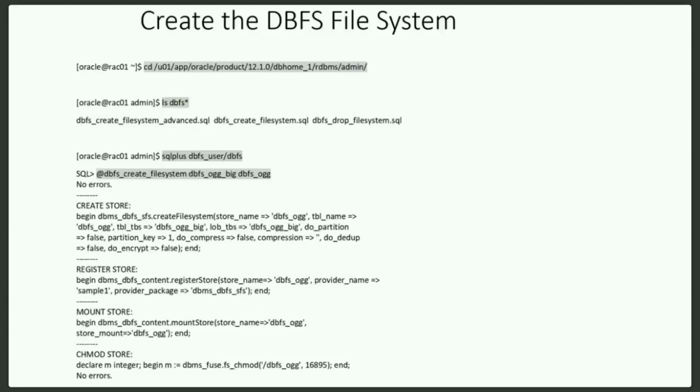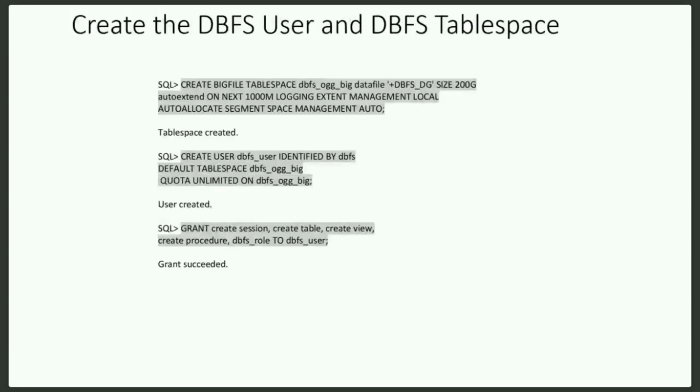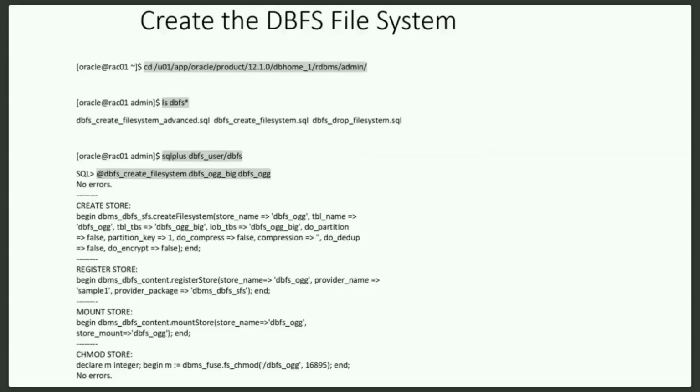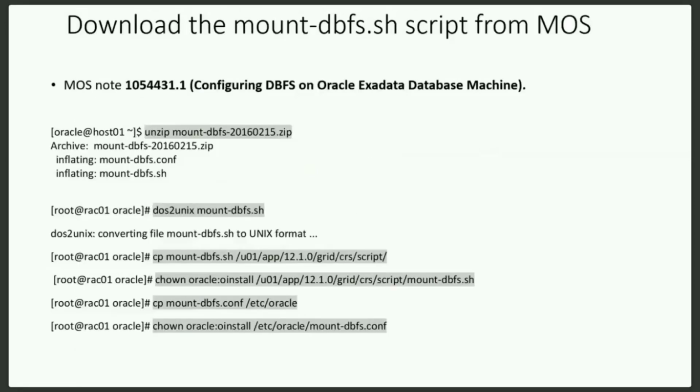a script called dbfs_create_filesystem. We give it a name, and we specify the tablespace name that is going to host all these objects. So the tablespace which we created earlier, we called it dbfs_ogg_big, and I specified that here in the dbfs_create_filesystem script as one of the parameters. So once that is done, it goes and creates a number of different tables, and we can see those tables under the DBFS user.